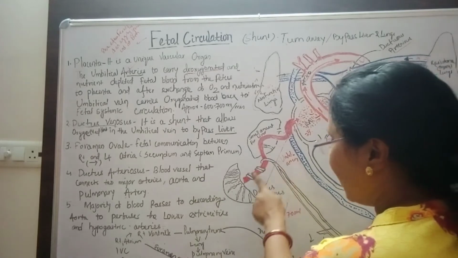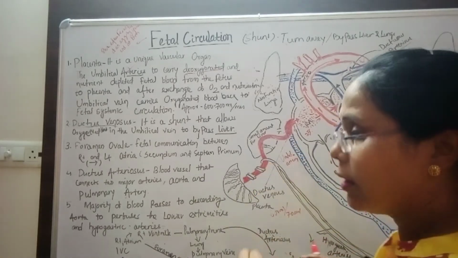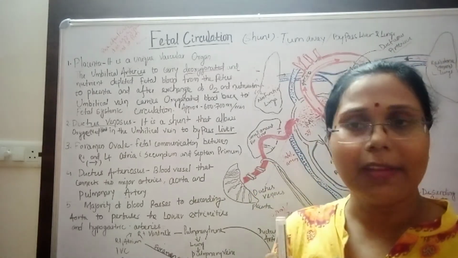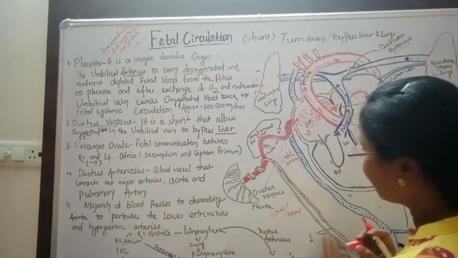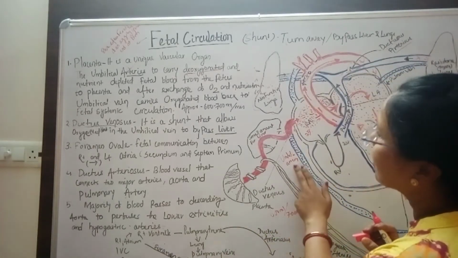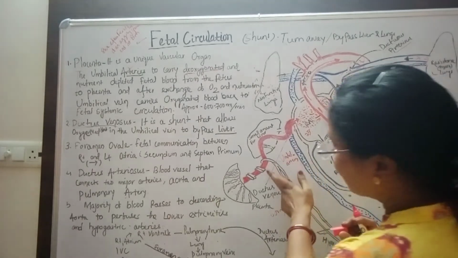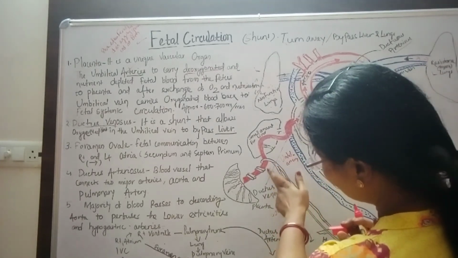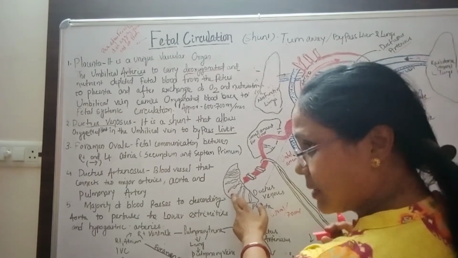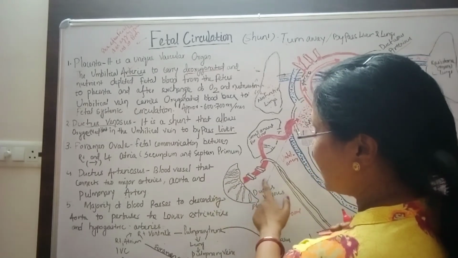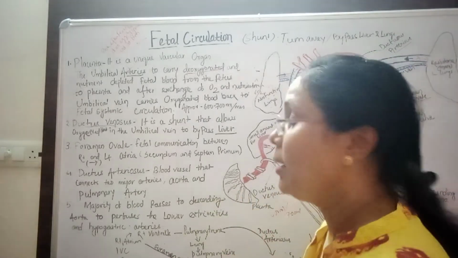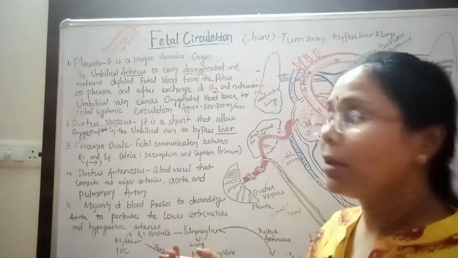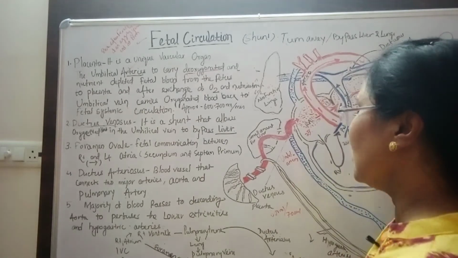In the umbilical cord, if you see the umbilical cord, there is one vein, the umbilical vein, and two arteries. These two hypogastric arteries ultimately merge with the umbilical artery and again go through the umbilical cord to the placenta, carrying this deoxygenated blood to the placenta for the gaseous exchange. Further, the same process is repeated. So this is all about fetal circulation.